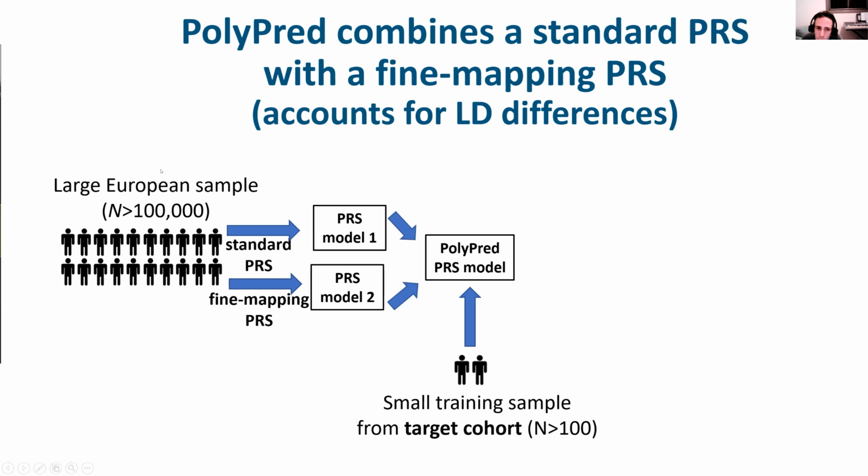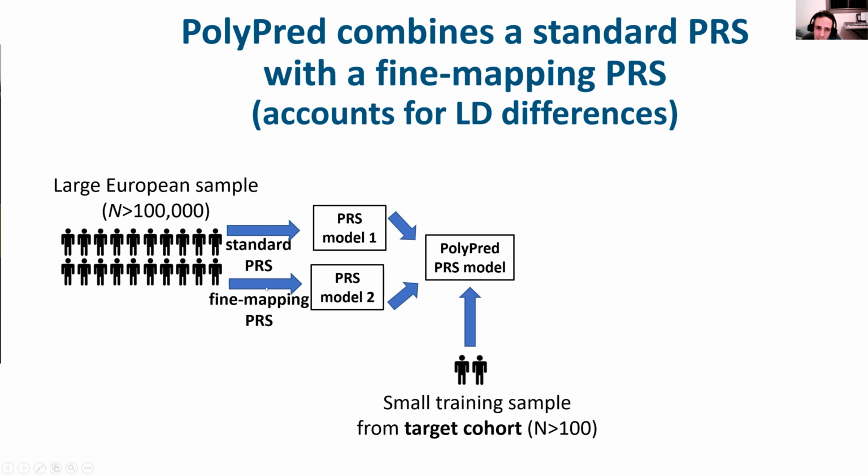So let me walk you through what we have here. Let's say that we have a large sample, and usually, unfortunately, nowadays, that means that it's probably only European people, or almost only. And we're going to train two different PRS models. So first is what we call a standard PRS. You can use your favorite state-of-the-art PRS method. We use mostly Bolt LMM in our paper. I will show you some results in a bit.